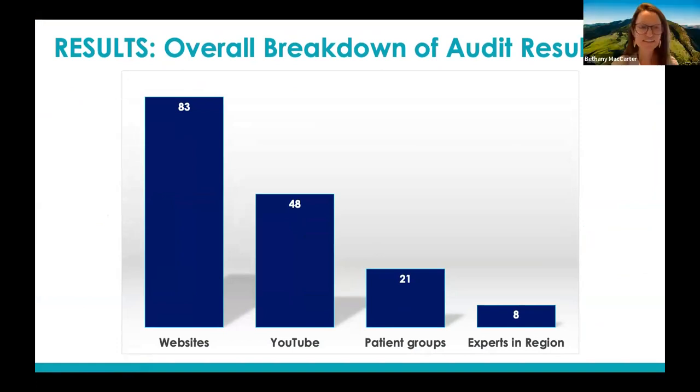Thanks, Alyssa. So the audit that Alyssa performed yielded 160 sources overall. The majority of these, you can see, were websites, followed by 48 videos found based on YouTube's search algorithm. Then we had 21 patient groups, and 8 experts from the region who had pages explaining their research.